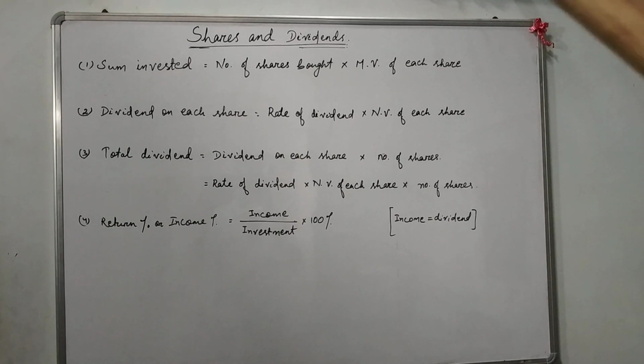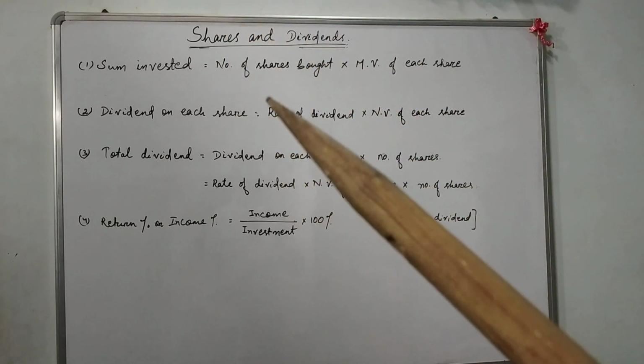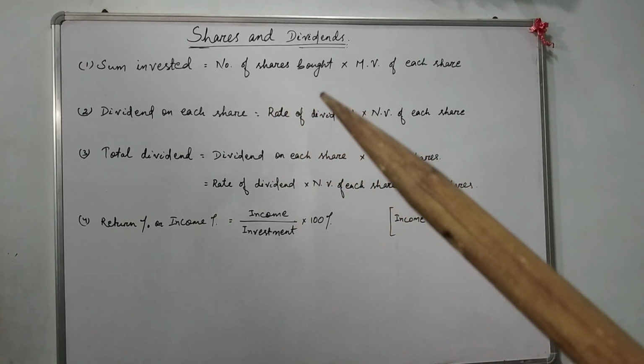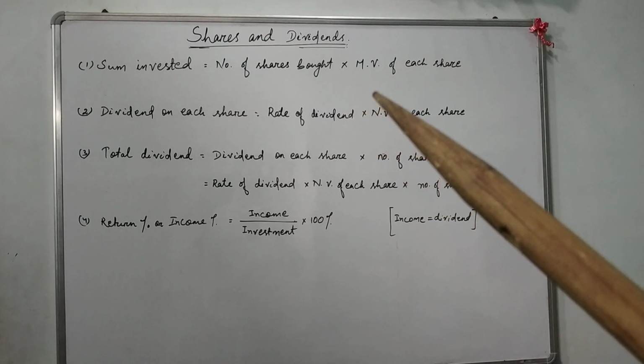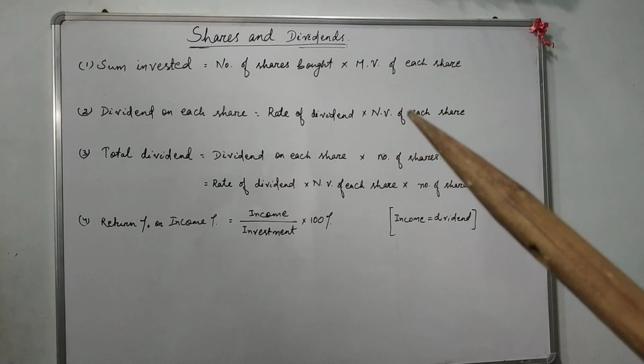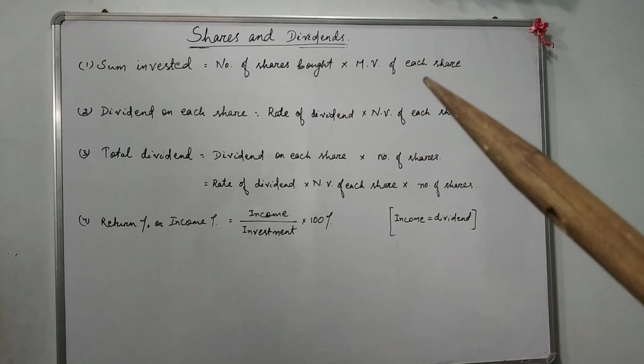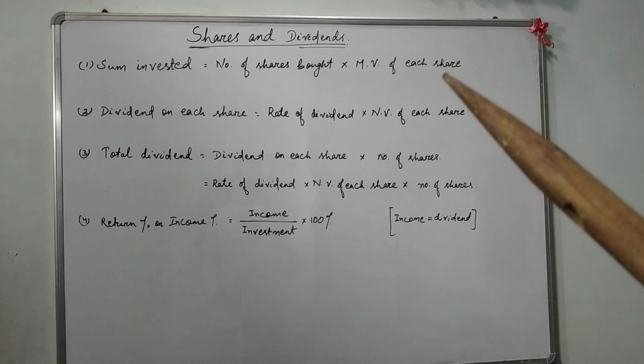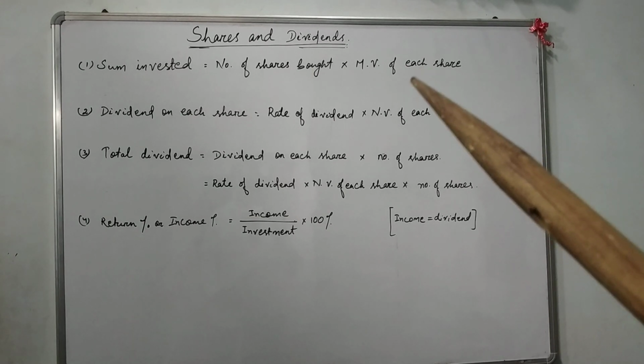The first one, as you can see here: sum invested is equal to number of shares into market value of each share. Number of shares bought by the shareholder into market value, the price at which the shares are being sold in the market. We will get the sum invested.